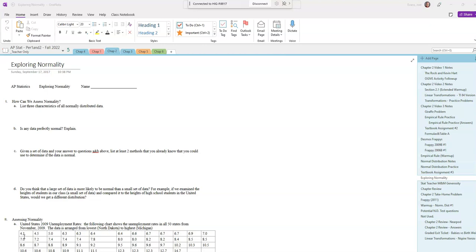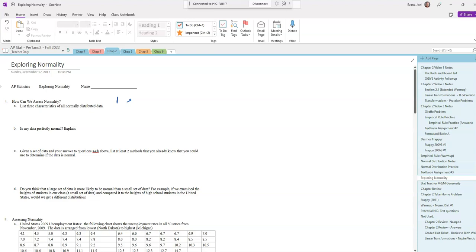If you're given a data set and it's asking you whether or not this data set is approximately normal, there's a couple of characteristics that all normally distributed data sets have. The first one is that all normally distributed data sets are symmetric. So for number one, list three characteristics of normally distributed data. Number one is that they are symmetric. All right, so symmetry.